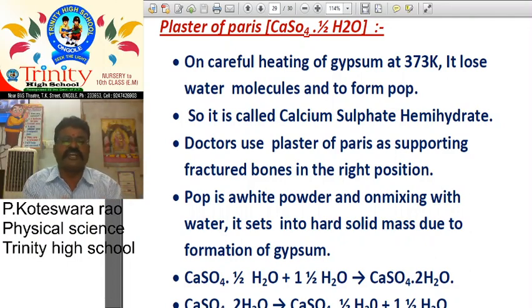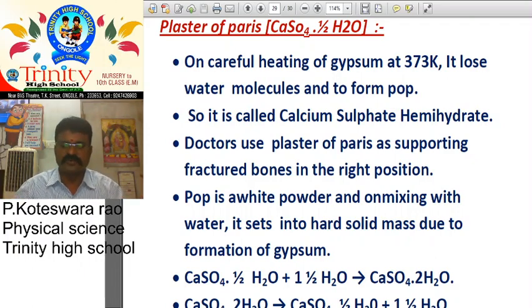and produces CaSO4·½H2O. Which purpose do we use it for? Doctors use this for supporting fractured bones in the right position. Next, plaster of Paris, simply called POP. POP is a white powder. When it is mixed with water, it sets into a hard solid mass due to formation of gypsum.